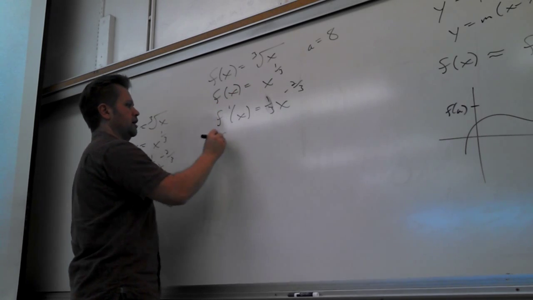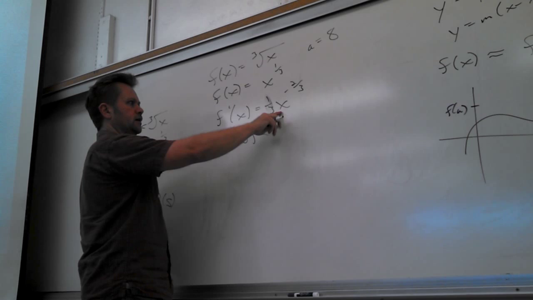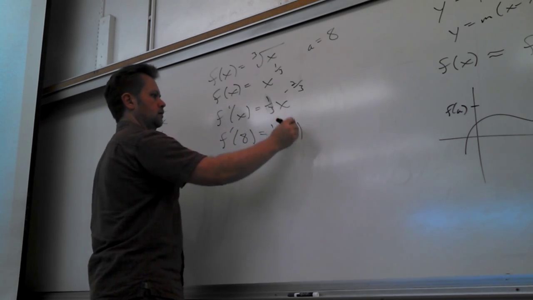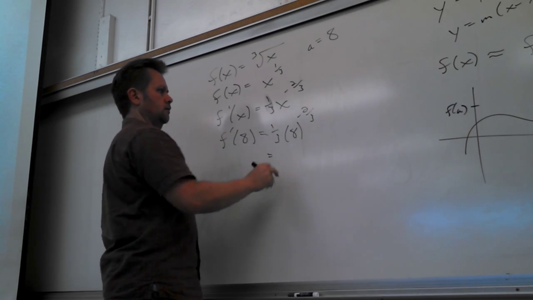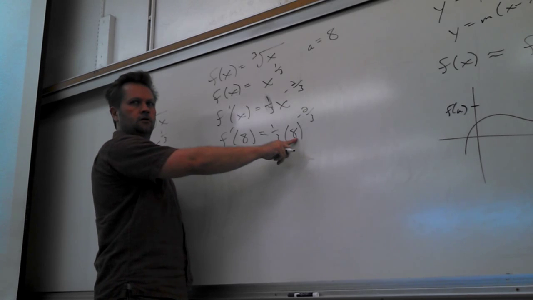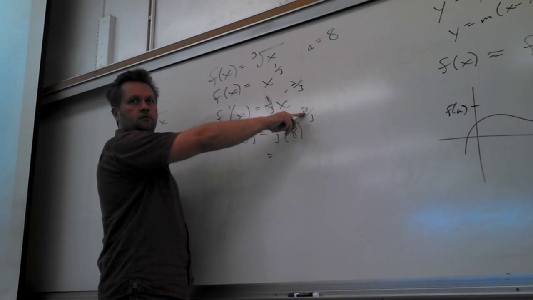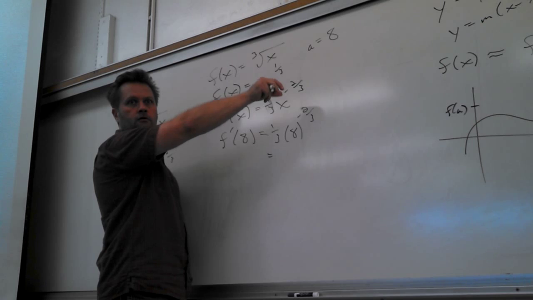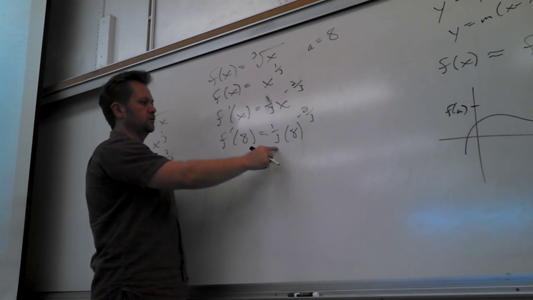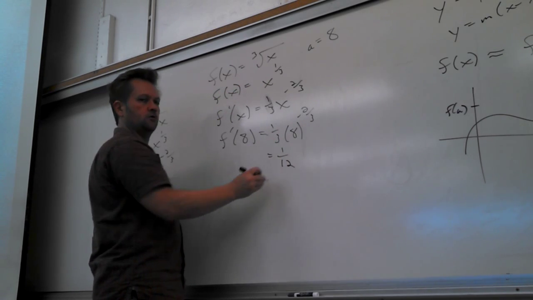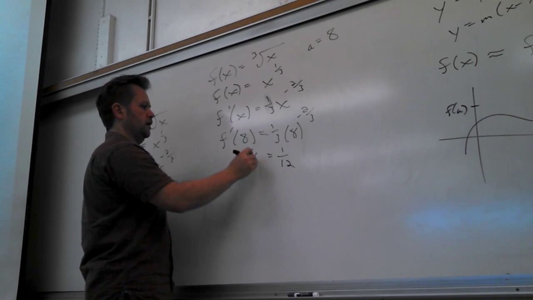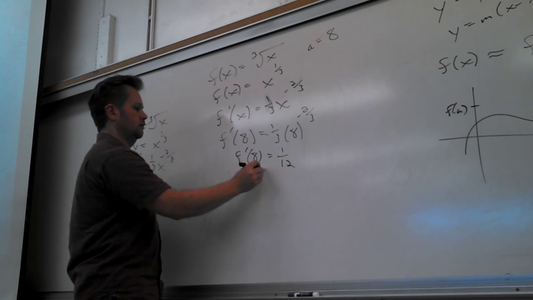So I've got the formula for it. I need to know what f prime of 8 is. And what's f prime of 8? Cube root of 8 to the negative 2. 1/4 times 1/3. All right, cool. I like it. So that's f prime of 8. What's f of 8?